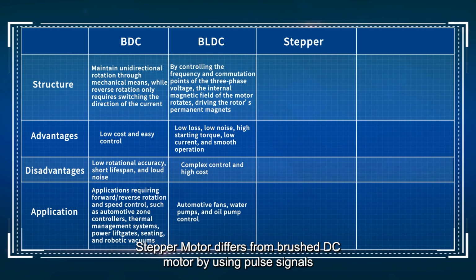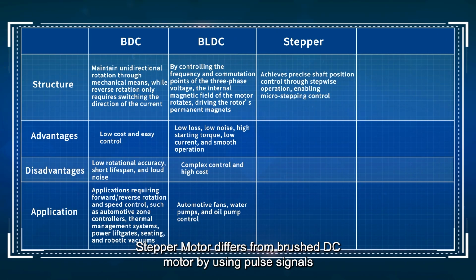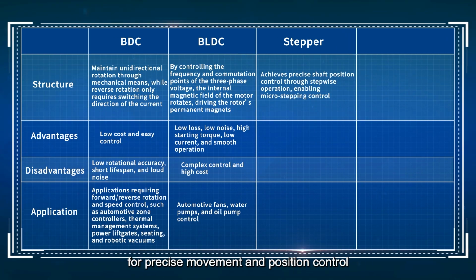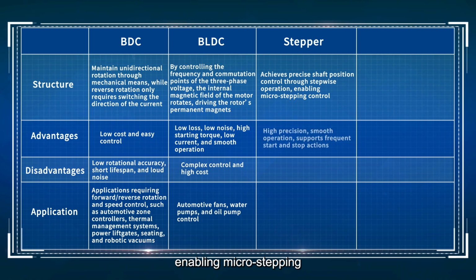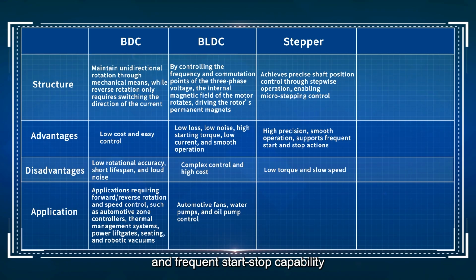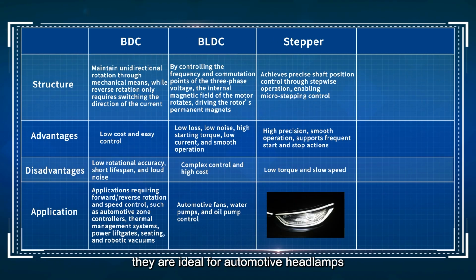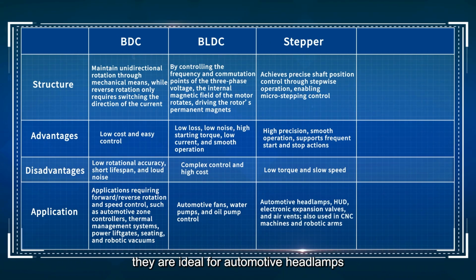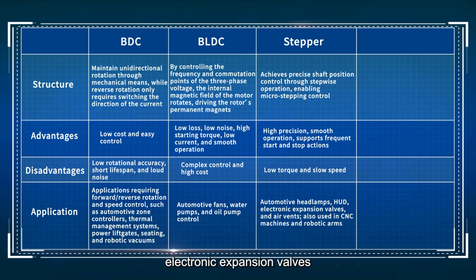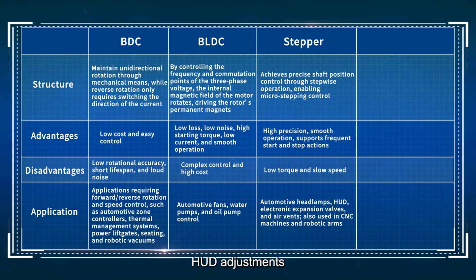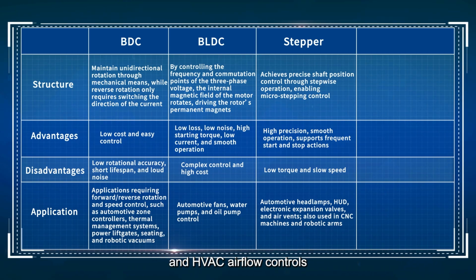Stepper motor differs from brushed DC motor by using pulse signals for precise movement and position control, enabling micro-stepping. Known for high precision, smooth operation, and frequent start-stop capability. They are ideal for automotive headlamps, electronic expansion valves, HUD adjustment, and HVAC airflow controls.